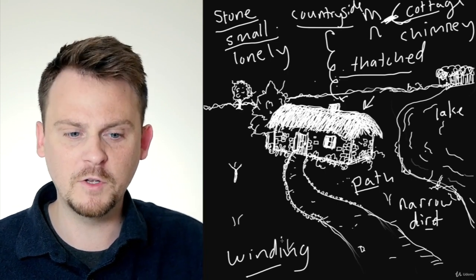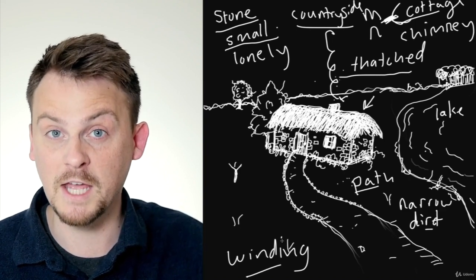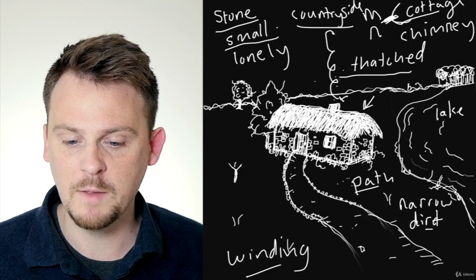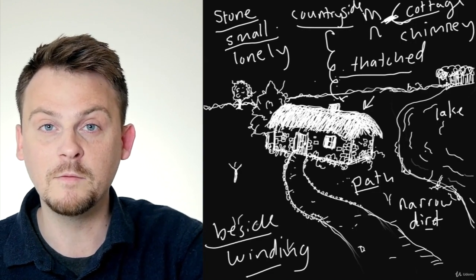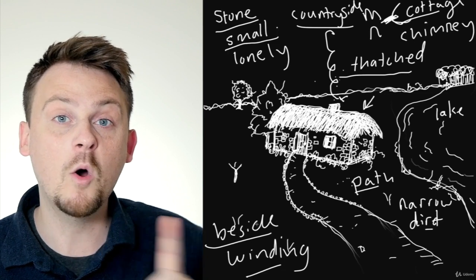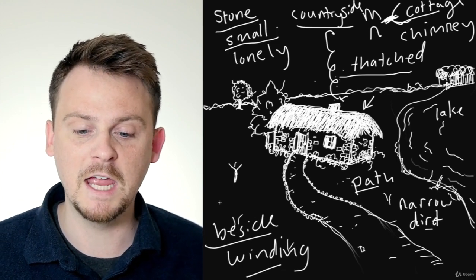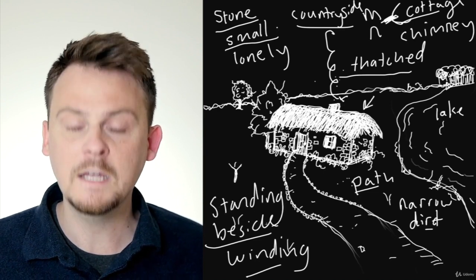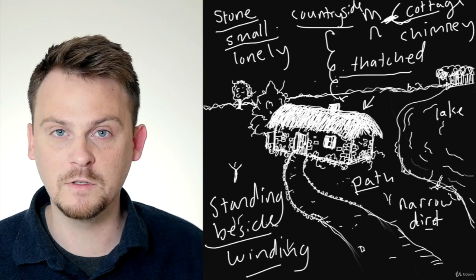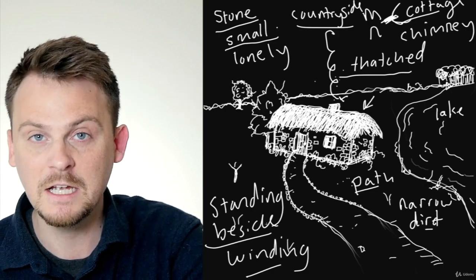Okay, so what about the trees? So we could say that the tree is beside the house, right? We can use beside. You could say beside the house there is, right? Beside the house there is. Or if you want to make it a little bit more active, you could say standing. Standing beside the house there is, or standing beside the house is a tree.